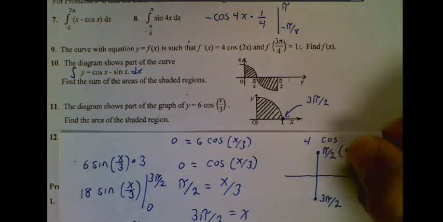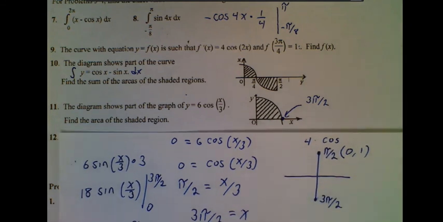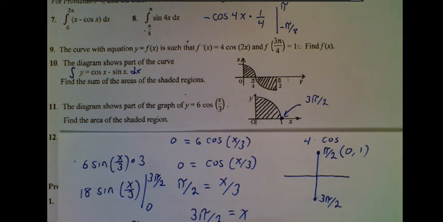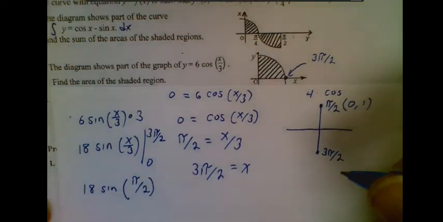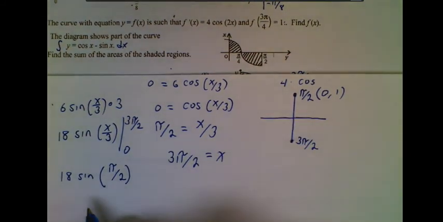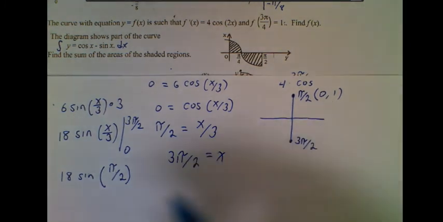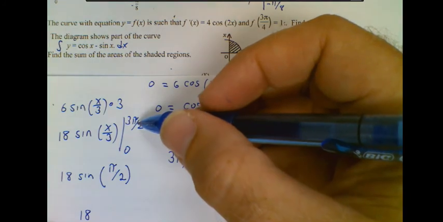So right here, we're back up here at pi over 2. Remember, the value for that is at 0, 1. So the sine of what value is at pi over 2? Sine is the y coordinate, so we know it's at 1. So the sine of pi over 2 is 1, times 18 is 18. So that's what we got by plugging in that one.